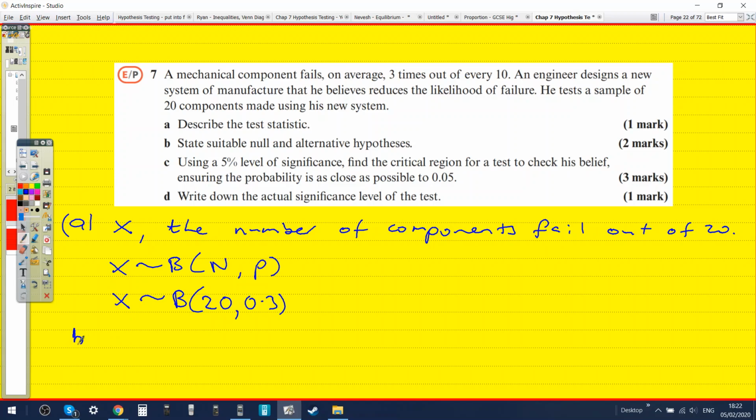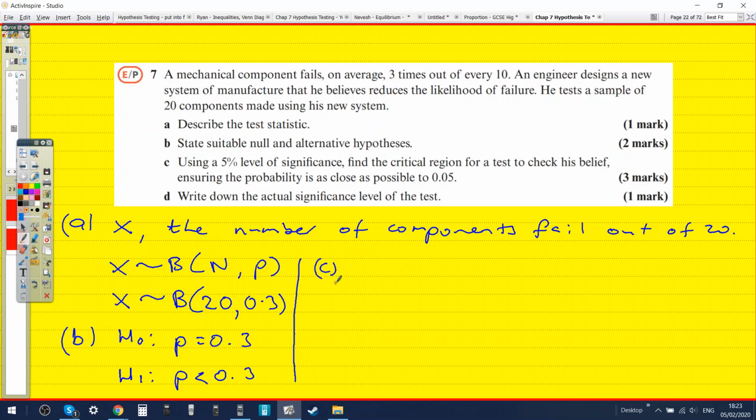Okay. We'll do part B now. For the null one, is that the probability is 0.3? Yep. And then the alternative, would that be bigger than 0.3? And so what does this person believe? He designs and believes it reduces the likelihood of failure. So the probability of failure is 0.3. And after his improvements? It should be less than 0.3. Yes, so that's the alternative hypothesis.